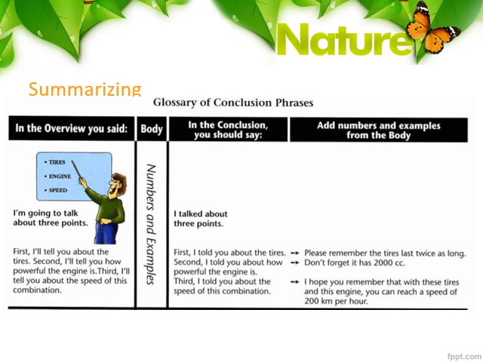Second, I told you about how powerful the engine is. This is the main point. Now, focus point. Don't forget it has 2000 cc. Third, I told you about the speed of this combination. I hope you remember that with these tires and this engine, you can reach a speed of 200 km per hour. So, you mentioned the main point and then the focus points.